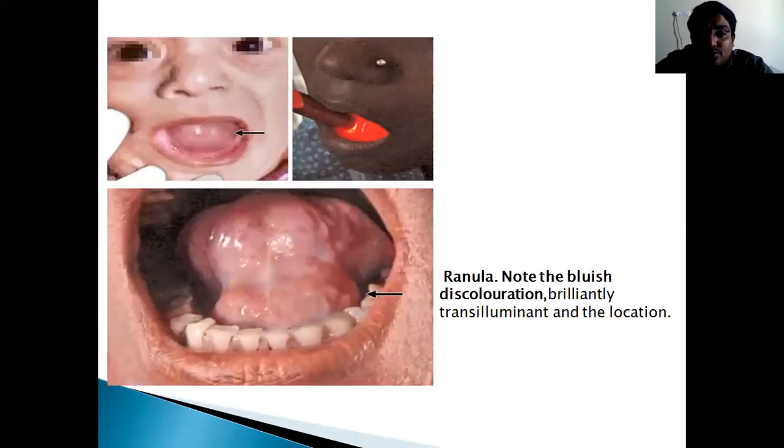See, the first picture shows a baby, and the arrow mark shows the bluish discoloration of the swelling. The second picture shows that the swelling is brilliantly trans-illuminant, that red color.